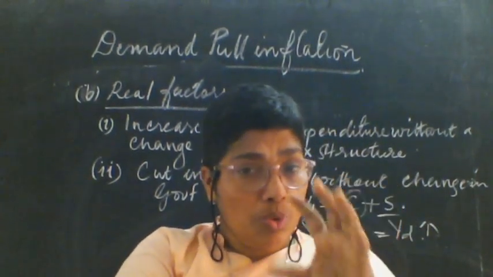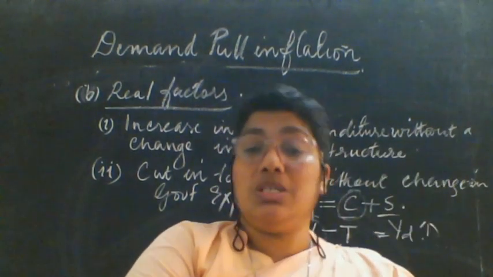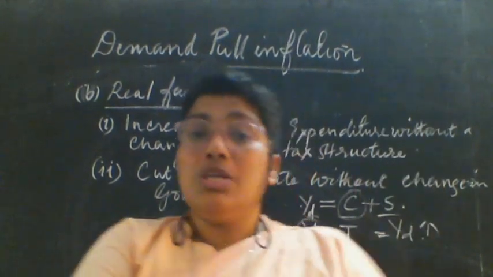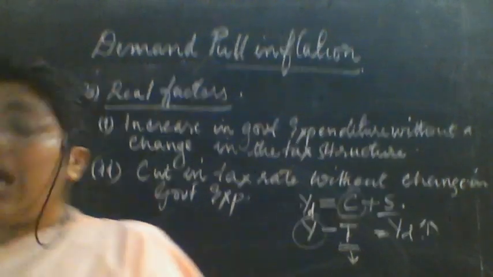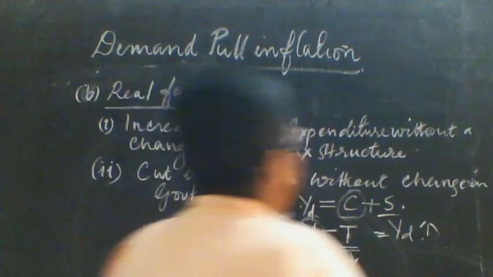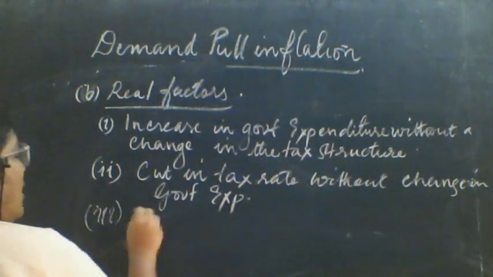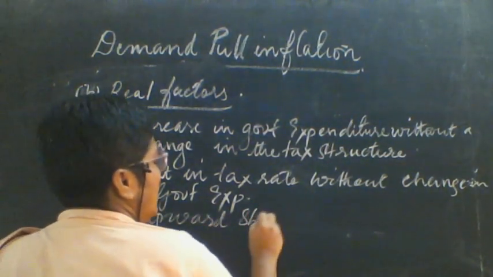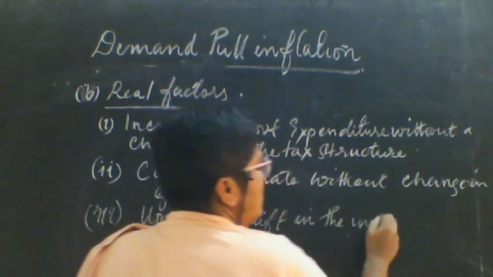That is how cutting taxes without any change in government expenditure works. Government expenditure is not reduced, but taxes are reduced. As a result, people have more income in their hands and they spend more. So this causes demand pull inflation. Third one is upward shift in the investment function.